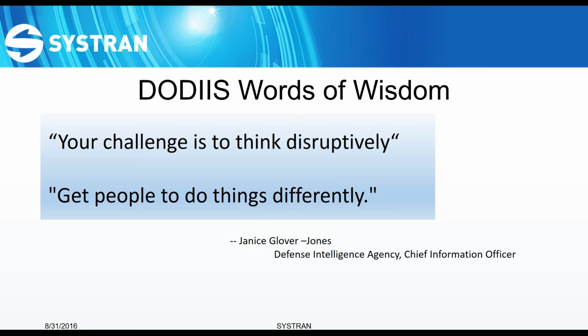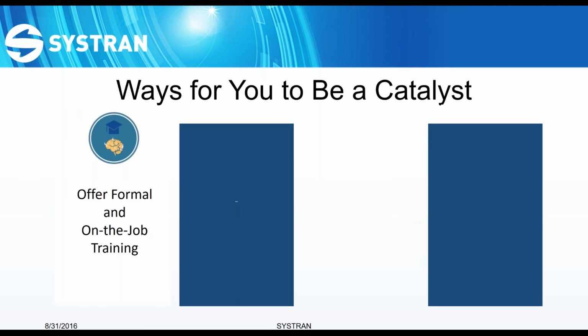In this day and age, thinking disruptively and differently typically involves the use of technology. Since many of you are in management positions, your job is to be the catalyst for this. And as you know, with any new technology you try to implement, your staff needs to embrace the technology in order for it to be effective. For this reason, I'd like to offer you a few ideas for how you can be a catalyst for empowering your staff. Offer formal and on-the-job training.